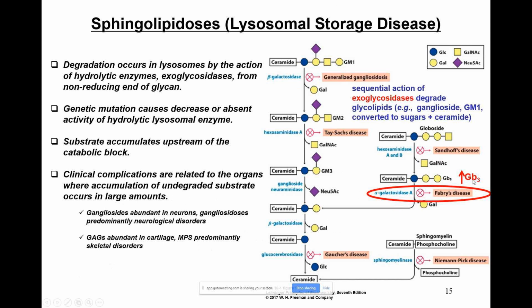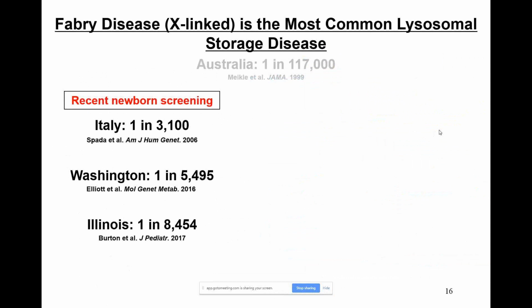So to go into a little more detail, as an example, Fabry disease is an example of a sphingolipidosis, and it's deficient in a particular enzyme, alpha-galactosidase A. So this is the molecule, this glycosphingolipid, that's going to accumulate in those patients. Fabry disease is one of the few examples of a lysosomal storage disease that's X-linked. Originally, it was thought that this particular lysosomal storage disease was relatively rare, about 1 in 100,000.